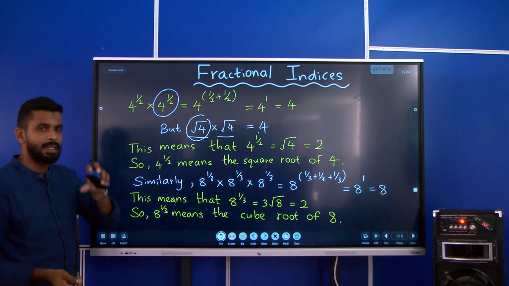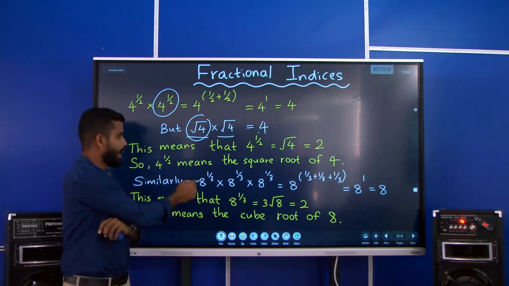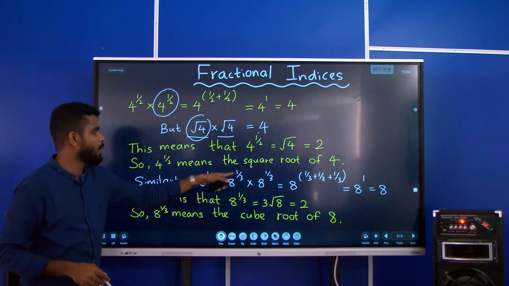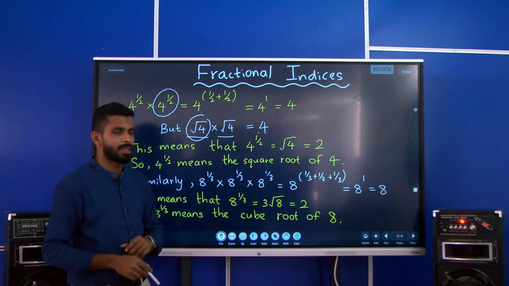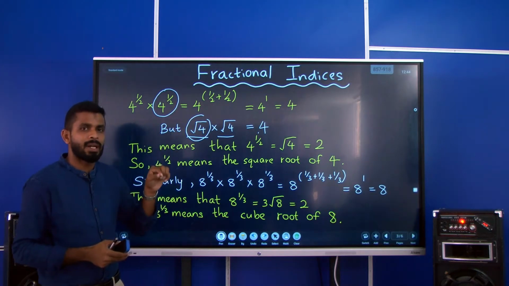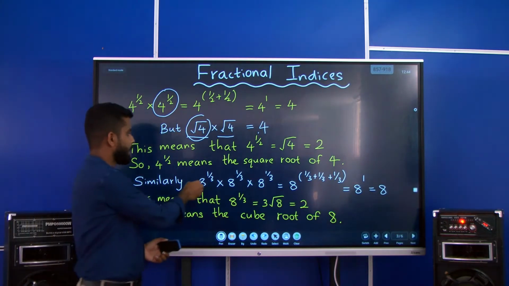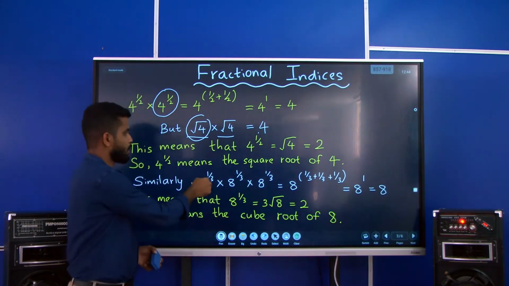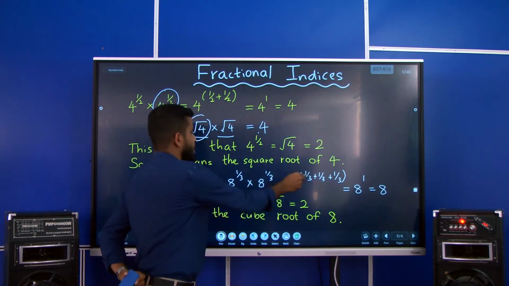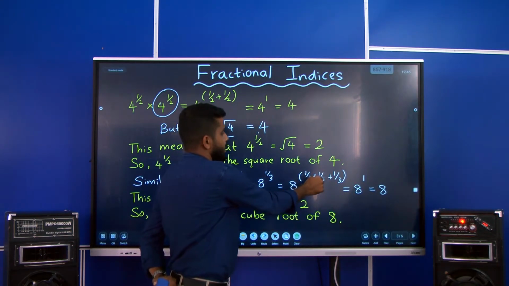Therefore, we're going to check another, similar example. Similarly, I'm going to take 8 to the power 1/3 times 8 to the power 1/3 times 8 to the power 1/3. Okay? Before, we learned that with the same base, if indices are multiplied, the indices are added. 8, 8, 8, same bases, so the indices would be added: 1/3 plus 1/3 plus 1/3.